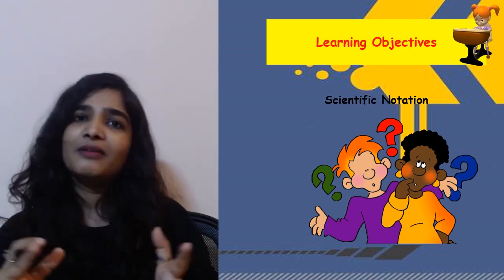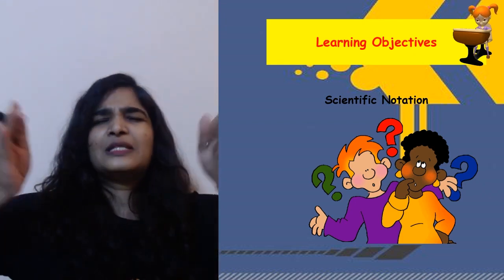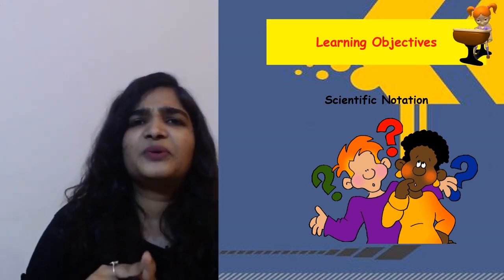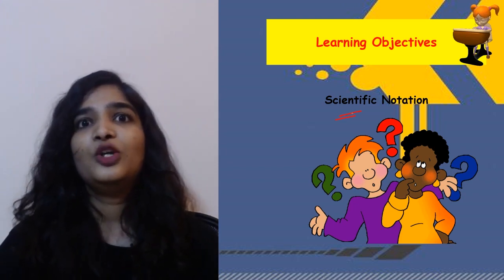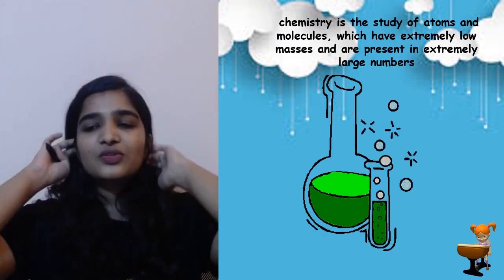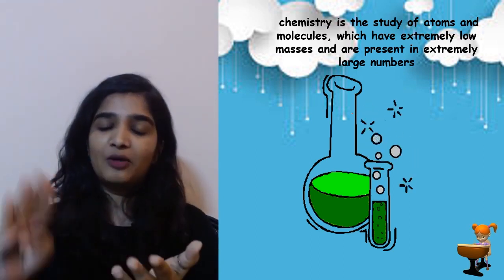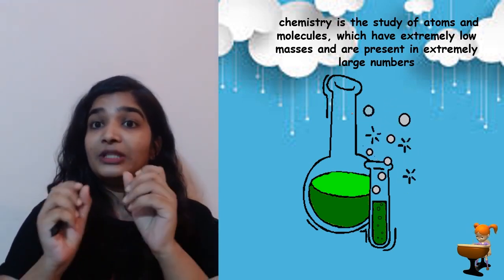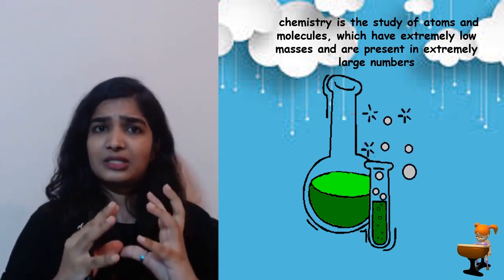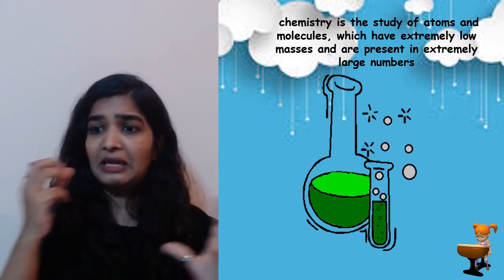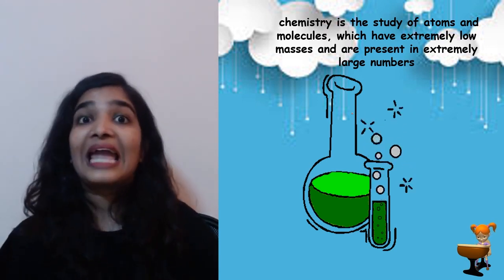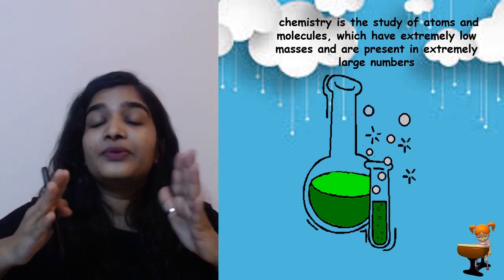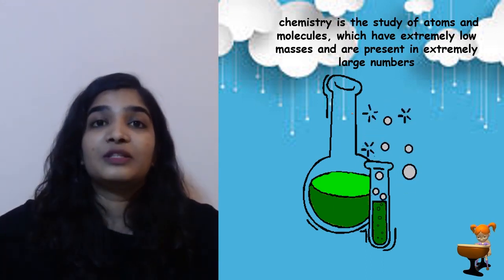Learning. Now coming back to our large numbers and small numbers. How to solve this? I have told you: scientific notation. You must be wondering, what is scientific notation? Chemistry is basically the study of atoms and molecules, so they have extremely low masses, right? We never say the mass of a molecule in kgs and all that, and the number of atoms or molecules is always present in large numbers.